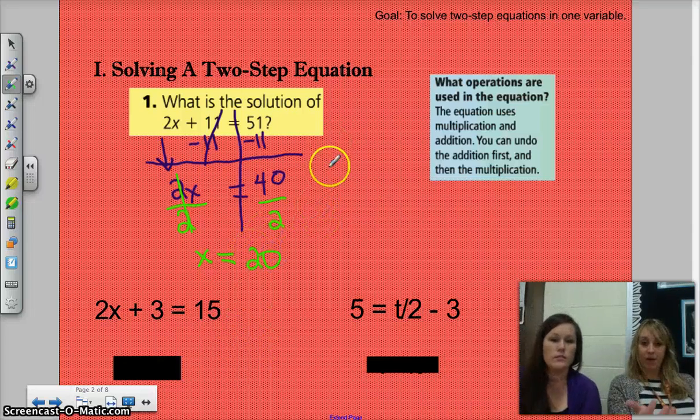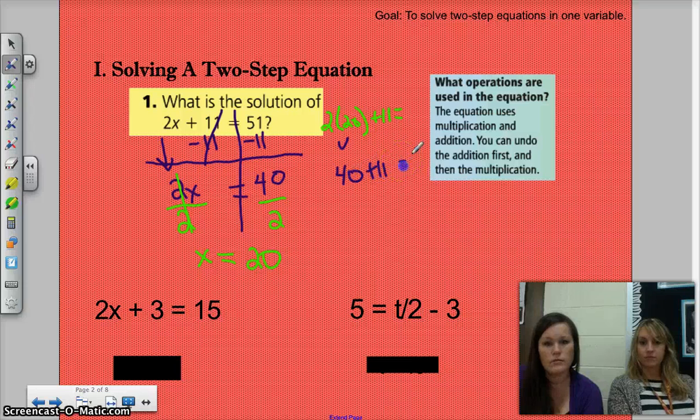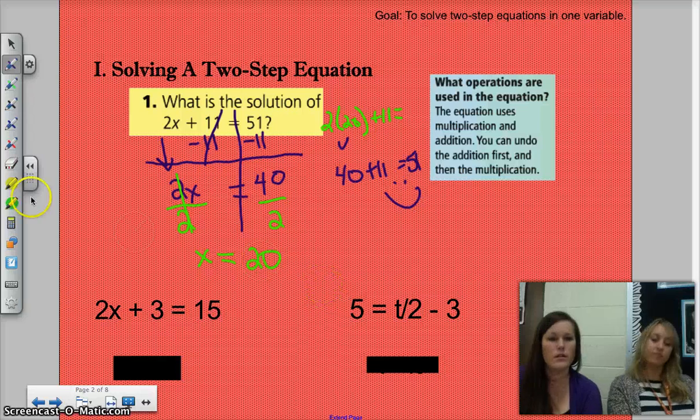Again, the beautiful thing about this is you can check it. So you just plug in 20 for x, so it's 2 times 20 plus 11. Is that 51? Well, this is 40. 40 plus 11 equals 51. It works. Golden.